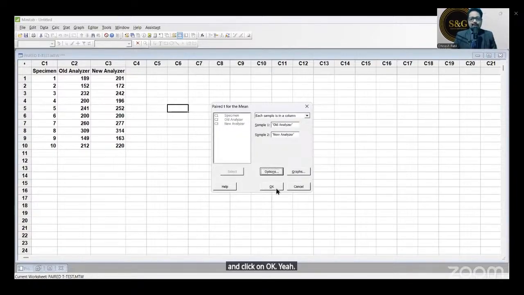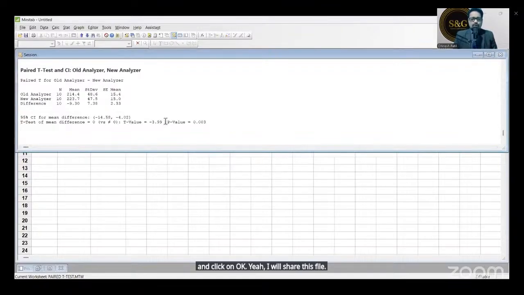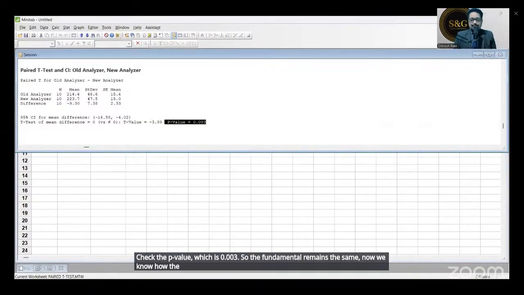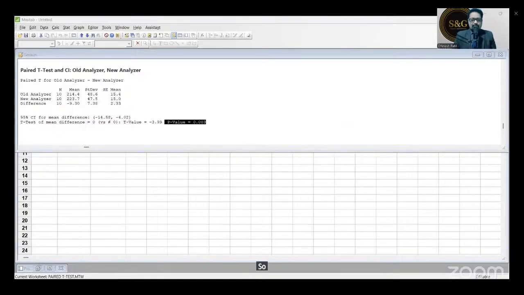I will share this file. Check the p-value, which is 0.003. So the fundamentals remain the same. Now we know how the p-value is calculated as well, so we can just do it a little faster.